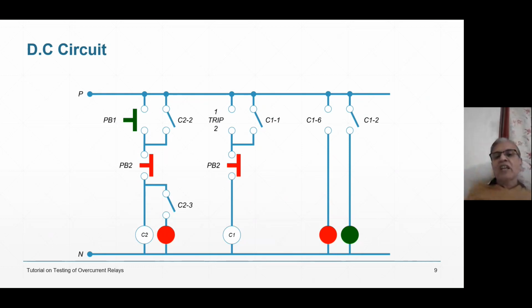So another contactor gets energized. C1 has different contacts. C11 holds on C1, because once trip 1 and 2 are closed, the relay is going to operate, and once the relay operates, C2 will trip. See, this is the DC circuit. Relay operates means C1 operates. C1 operates means what?